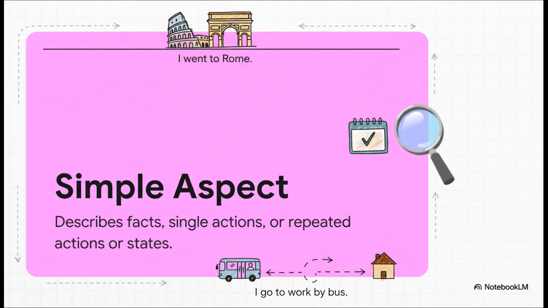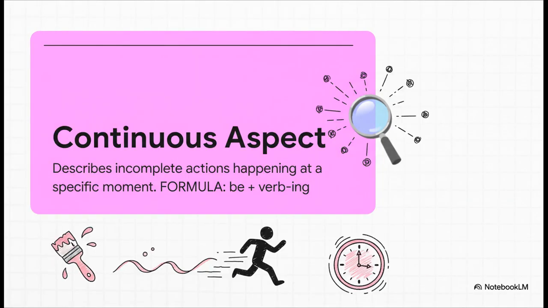So whether it's a single thing that happened, like I went to Rome, or a habit, like I go to work by bus, the simple aspect just keeps things simple. Next, we have the continuous aspect. This one is all about action, specifically an action in progress. I want you to think of it like taking a snapshot of something right in the middle of it happening.